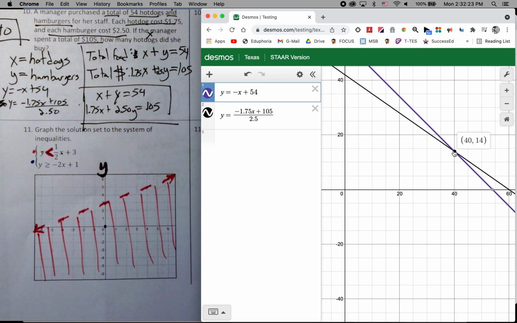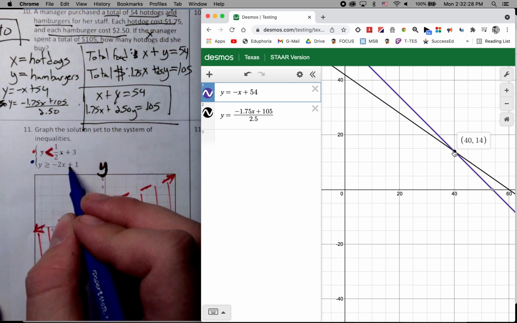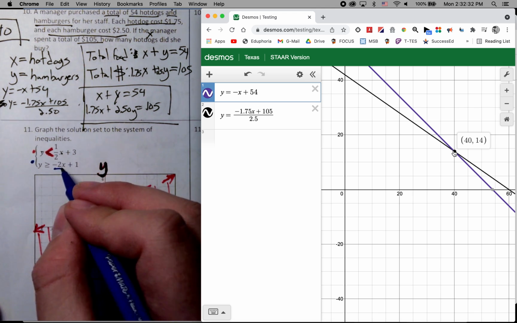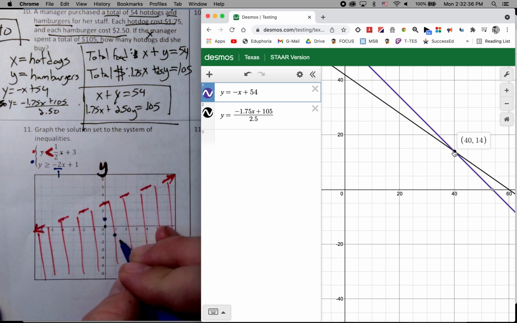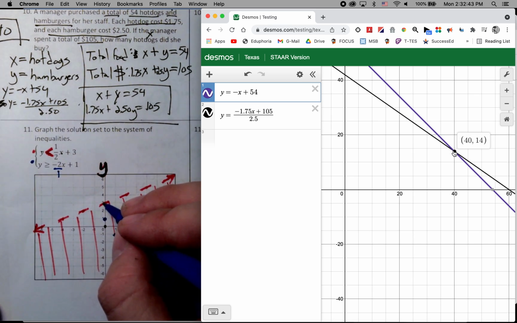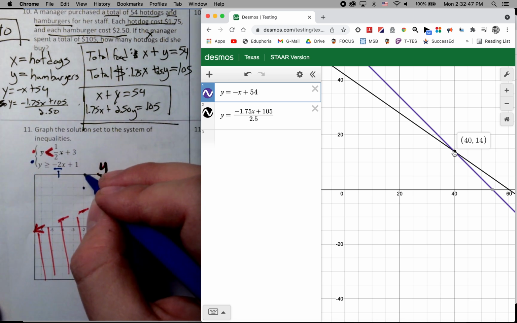Okay. Now this next one, it says Y is greater than or equal to negative 2X plus 1. So I'm going to go up to the Y-intercept of 1. The slope is negative 2 over 1. So that means I'm going to fall 2, right 1. Fall 2, right 1. I can also go up 2, left 1. Up 2, left 1. I can't go any further than that.